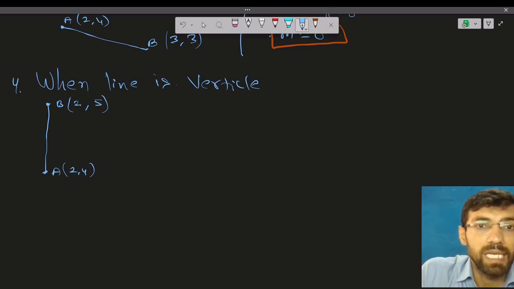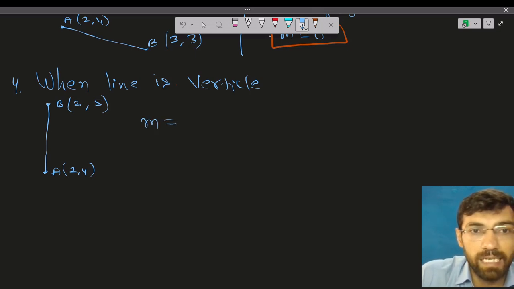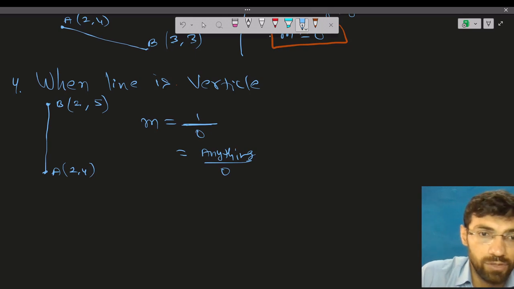Let us say 5. And in this case, if I try to calculate our gradient, that is change in y upon change in x, 5 minus 4, that is 1, upon 2 minus 2 is 0. So your denominator will be 0. And do we know how much anything upon 0 is? Anything upon 0 is not defined. So my gradient at this time will be not defined.